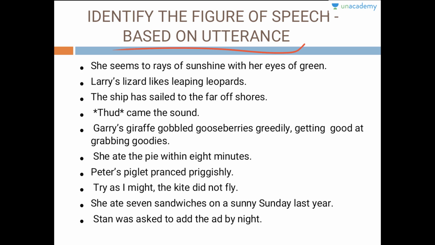She seems to rays of sunshine with her eyes of green. So this is an example of assonance because you can see the stress: seems, rays, sunshine, and her eyes, the green. You can see the stress.